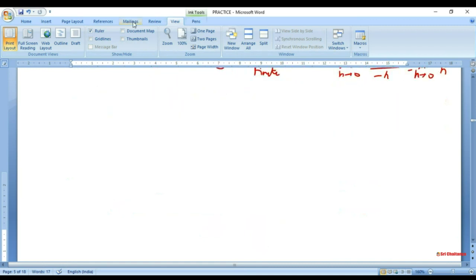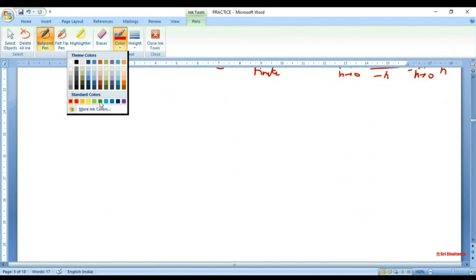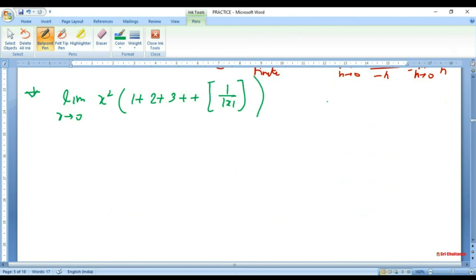Let us use these ideas in a really tricky problem, much trickier. We are using limit x tends to 0, x square times 1 plus 2 plus 3 till floor of 1 upon modulus of x. So 1 upon mod x, this crazy thing, because it is enclosed in a floor, this whole thing is an integer. And because it is mod of x, it is a positive integer, say 3, 4, 11, whatever it can be. So it is an integer, call it n.